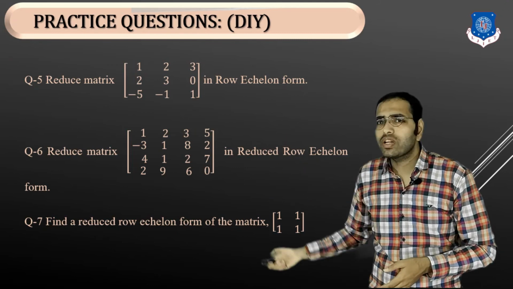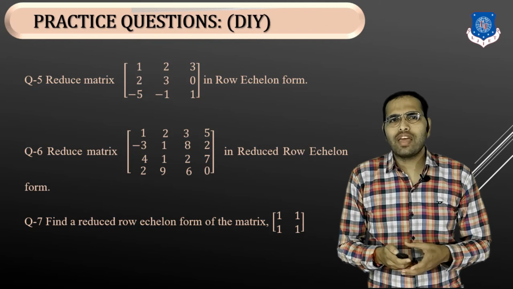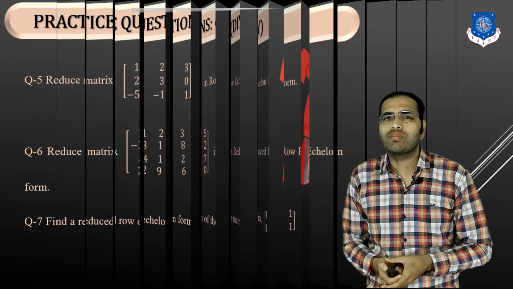This is all about the topics row echelon form and reduced row echelon form. I hope you guys learned something from this video.